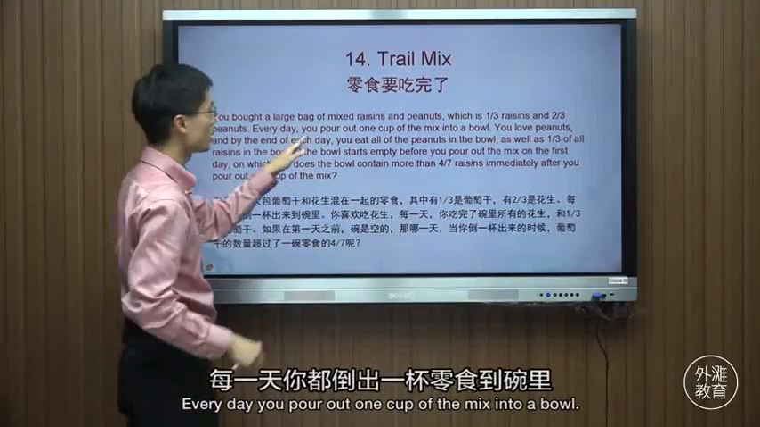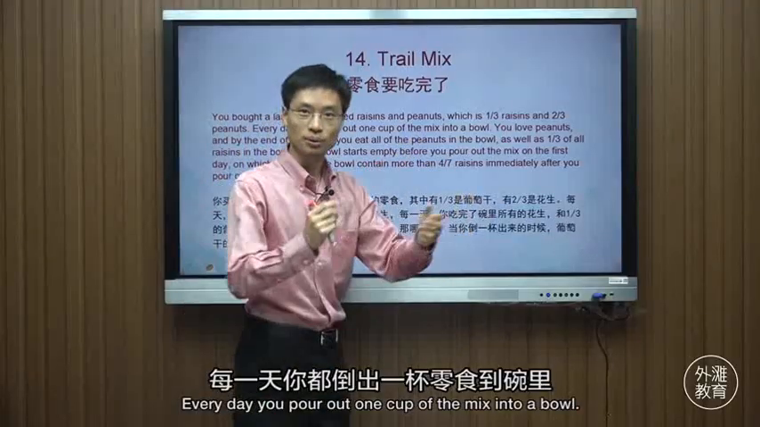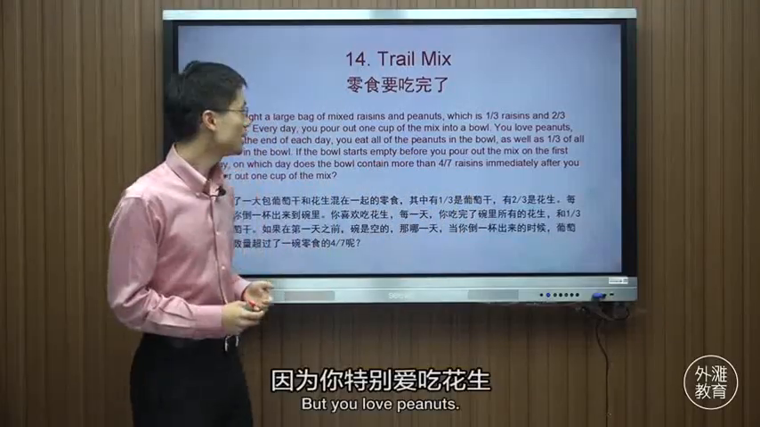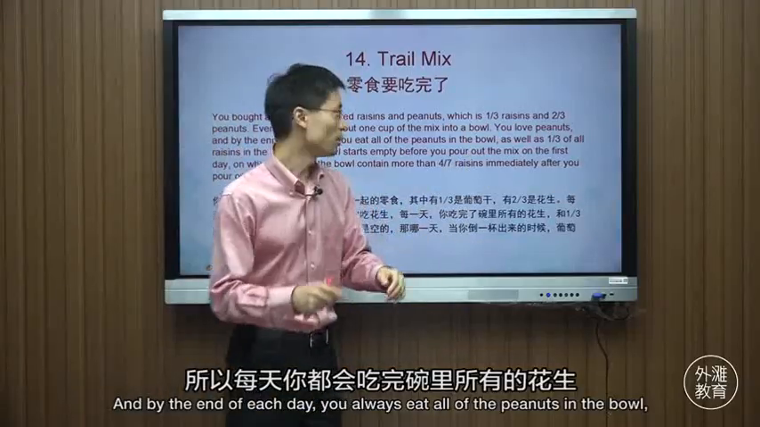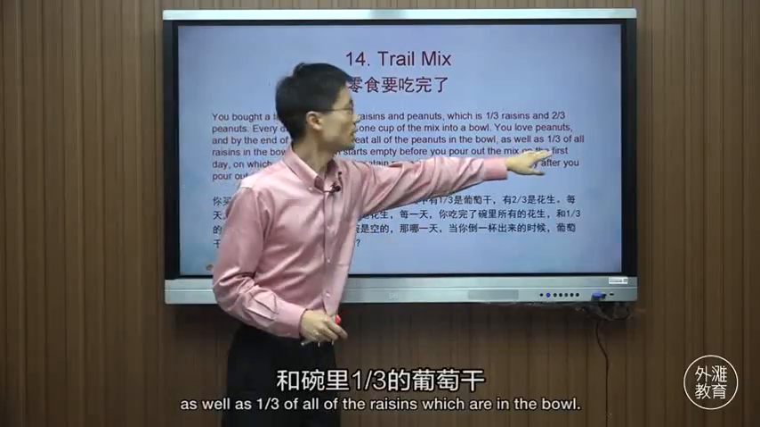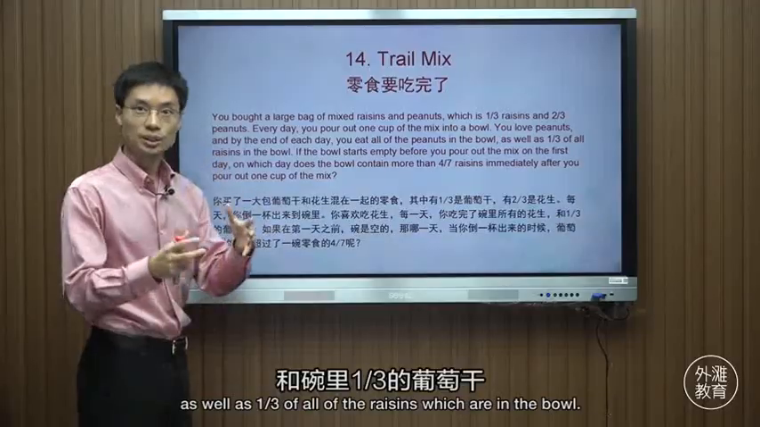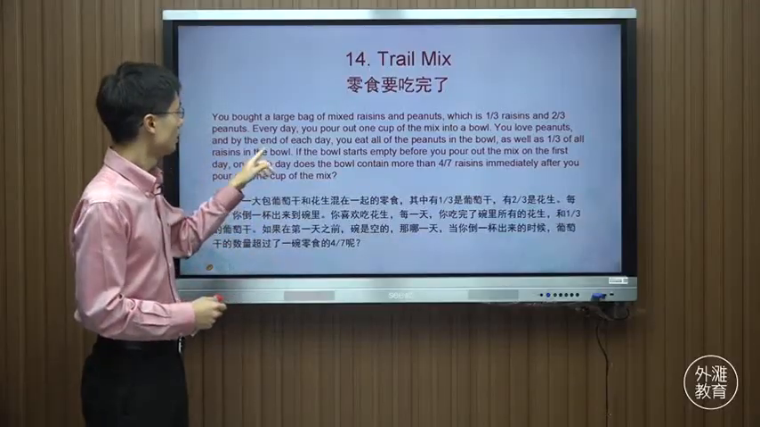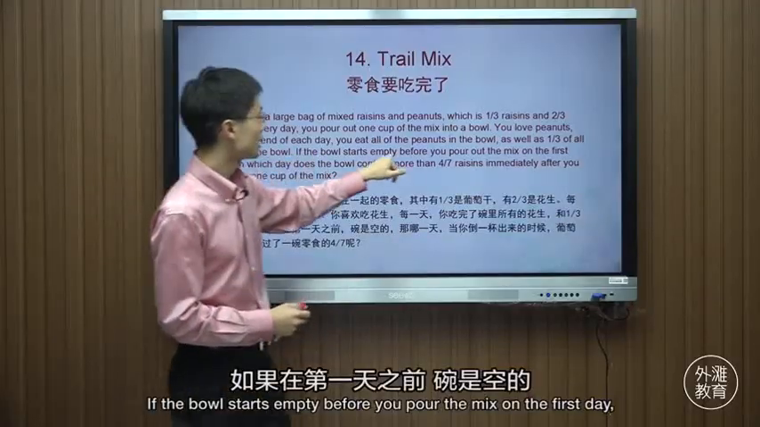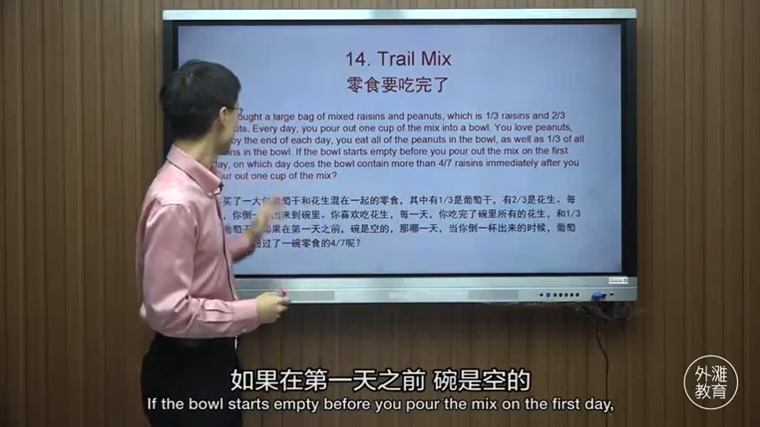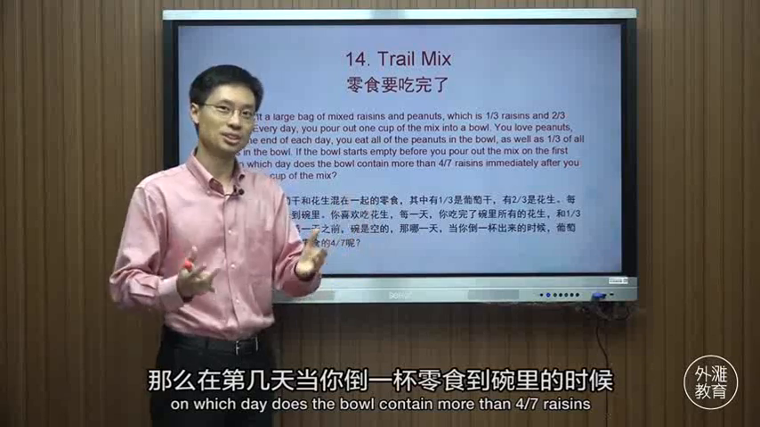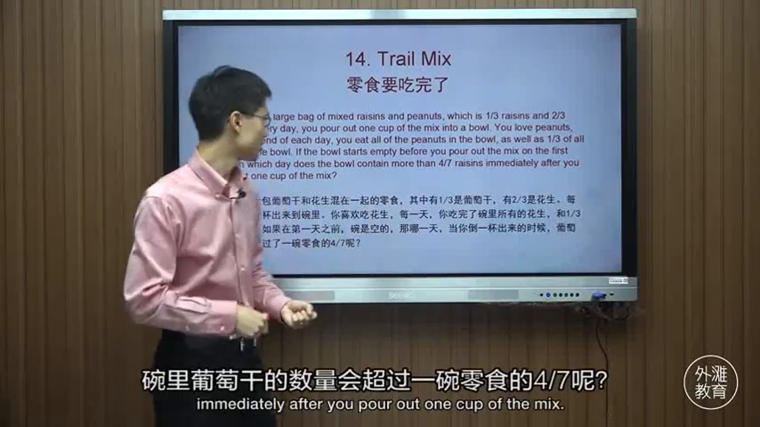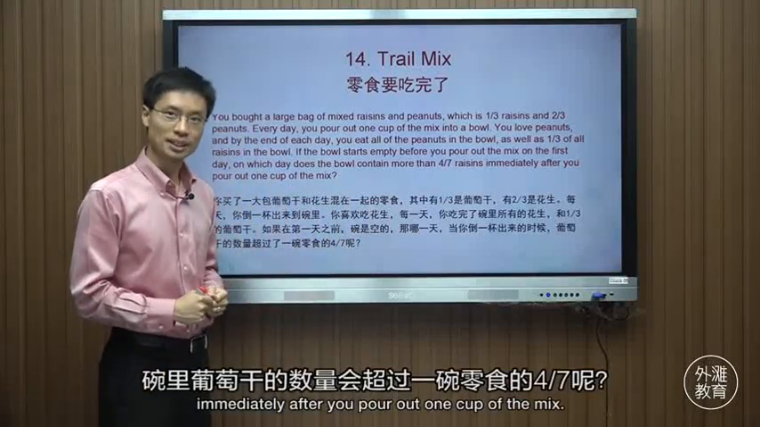Every day you pour out 1 cup of the mix into a bowl. But you love peanuts, and by the end of each day you always eat all of the peanuts in the bowl, as well as 1/3 of all of the raisins which are in the bowl. If the bowl starts empty before you pour the mix on the first day, on which day does the bowl contain more than 4/7 raisins immediately after you pour out 1 cup of the mix?